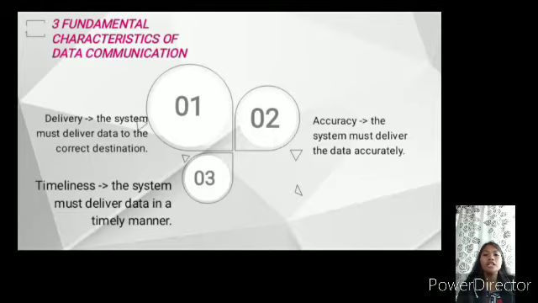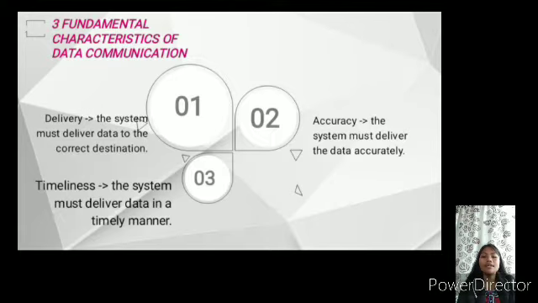So in data communication, we have three fundamental characteristics: delivery, accuracy, and timeliness. What is delivery? Delivery means the data should be delivered to the correct destination and correct user. Then second is accuracy. Accuracy means the communication system should deliver the data accurately without introducing any errors. The data may get corrupted during transmission, affecting the accuracy of the delivered data.